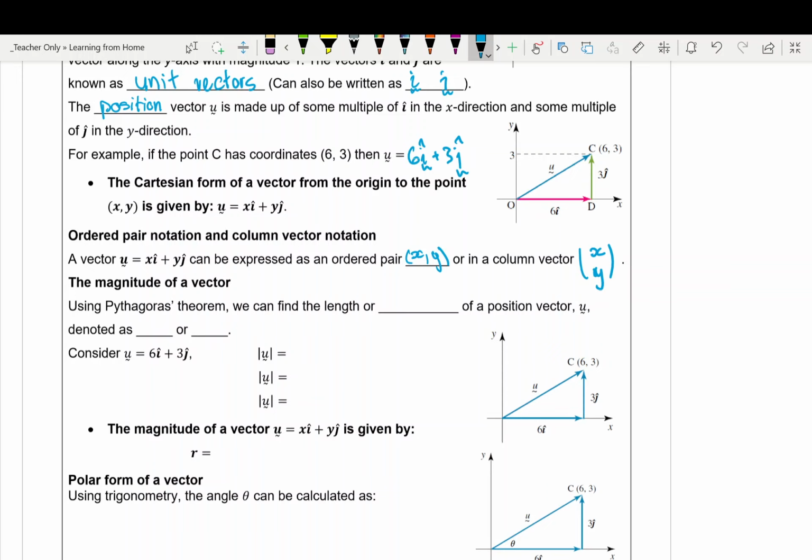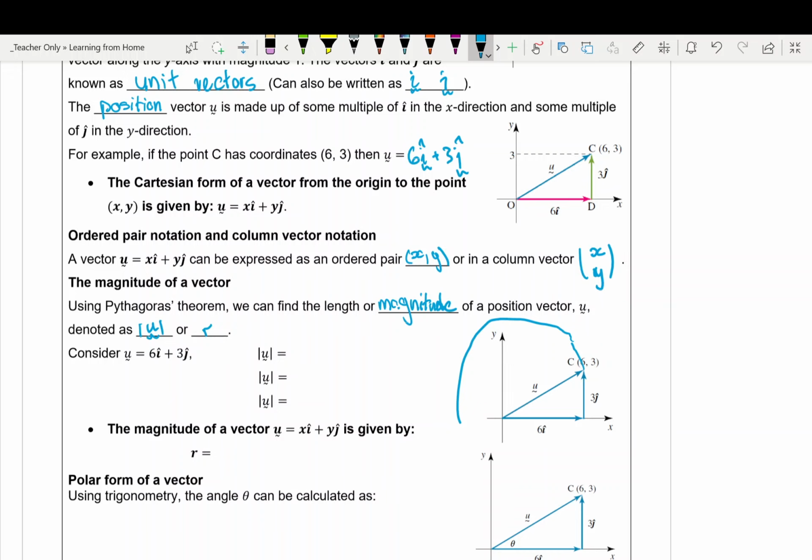Using Pythagoras' theorem, we can find the length or magnitude of a position vector. Denoted as u with two absolute value signs around it, or the other way we can refer to it is r. So if you imagine u as a circle of all possible vectors with the same magnitude, we can see that that magnitude would be the radius of this circle, right?